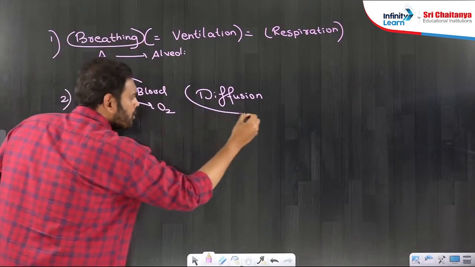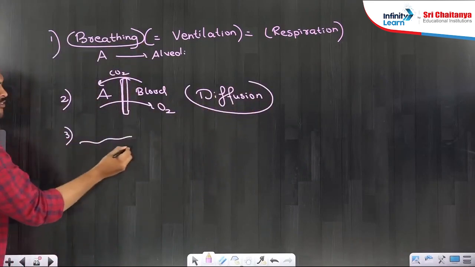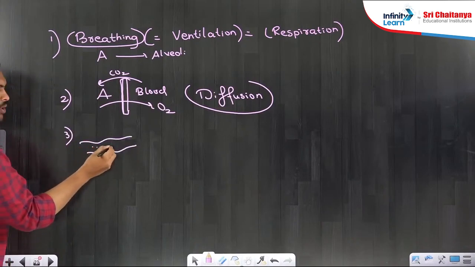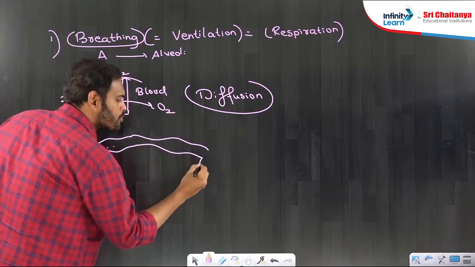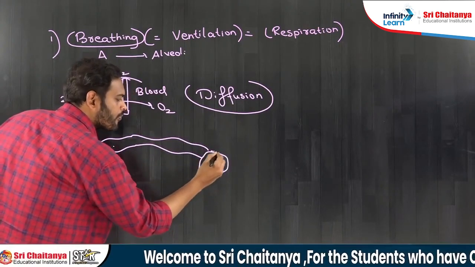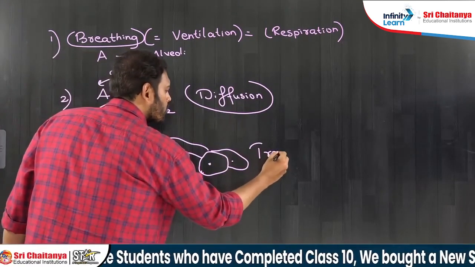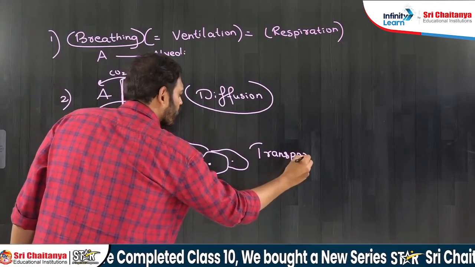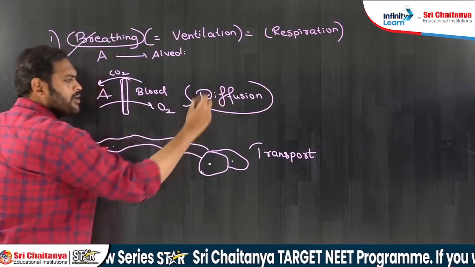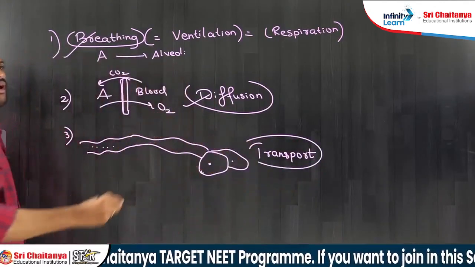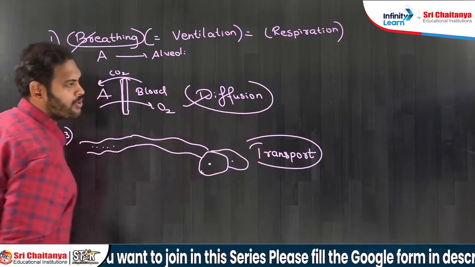Done? So first step is breathing. Second was diffusion. Now guess the third one. Once blood gets filled with oxygen, blood will supply this oxygen to cells and tissues. This step is referred to as transport. Of course, the heart will help in this. So first breathing, then diffusion, then transport. Am I clear, guys? Breathing, diffusion, transport.